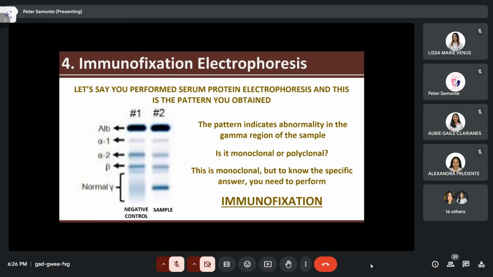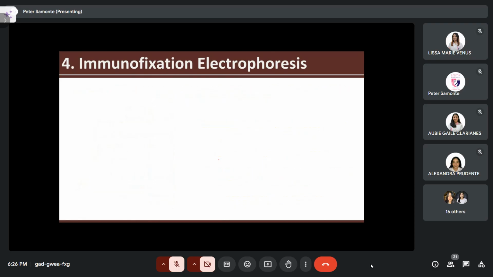So ulitin ko class, let's say nag-decide ka mag-electrophorese ng serum ng patient mo. After performing electrophoresis, nagkaroon ka ng problem sa gamma globulin pattern. Now, you want to identify if this is a monoclonal or polyclonal problem. Now, this is a monoclonal problem class, but you want to identify which antibody ba yung may problema. So, is it IgA, G, A, M, E, D? So, you need to perform immunofixation.